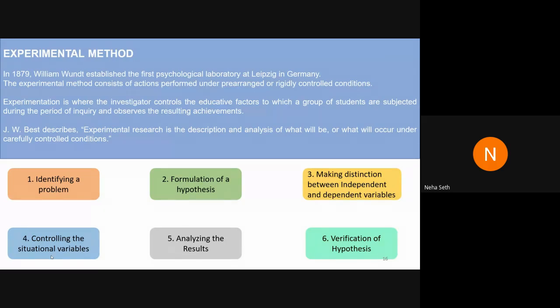Once these things are done, ultimately we need to analyze the results. And finally, we verify the hypothesis, the assumptions that we took in the beginning, whether we have accepted or rejected these assumptions. These are the steps followed when the experimental method is done.